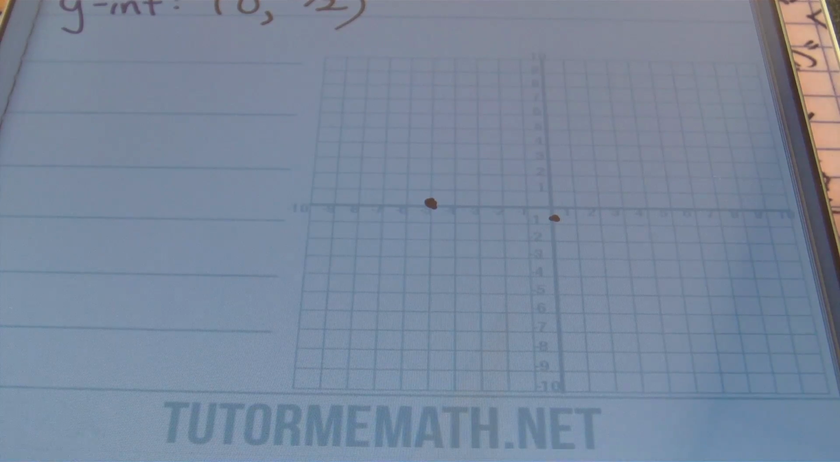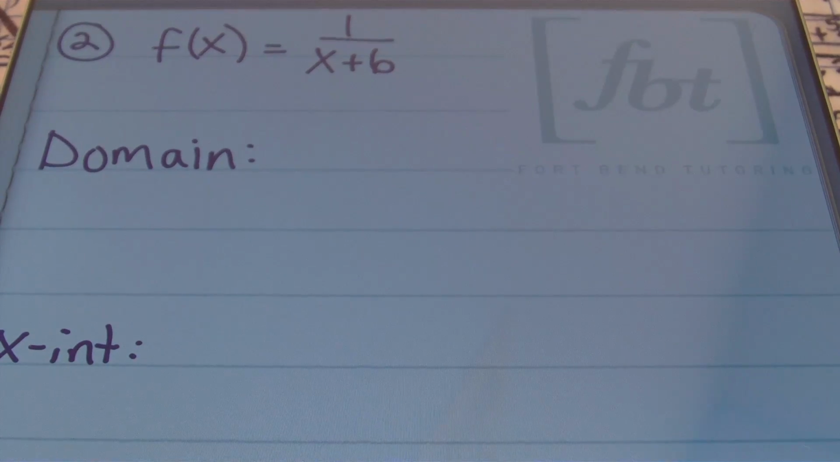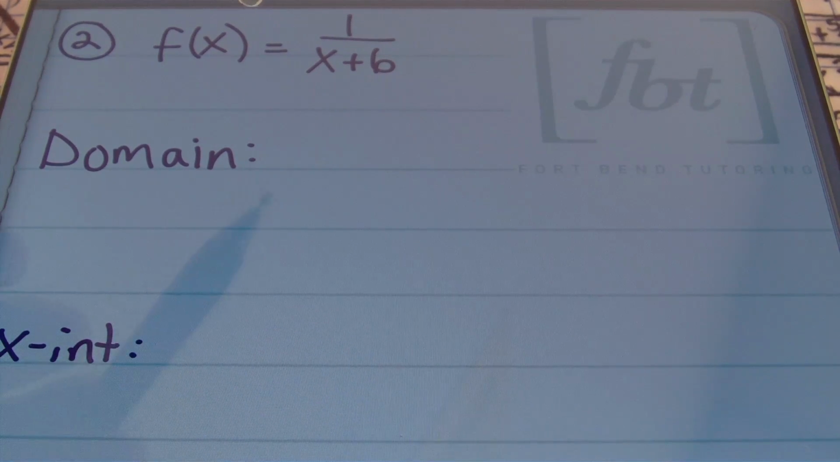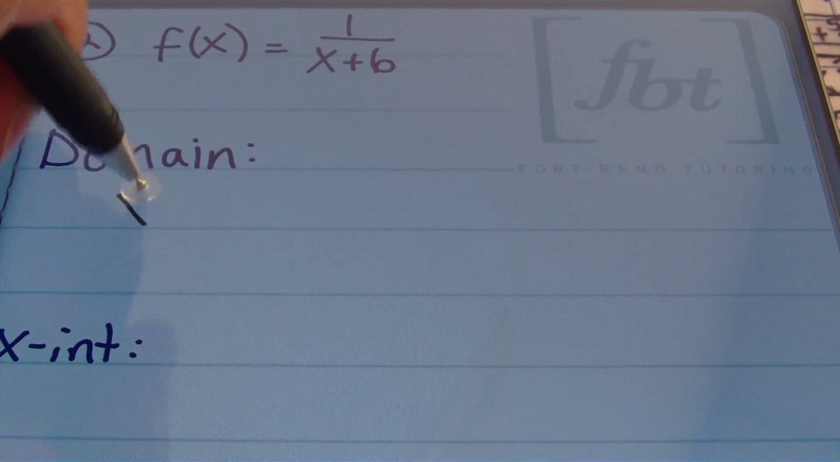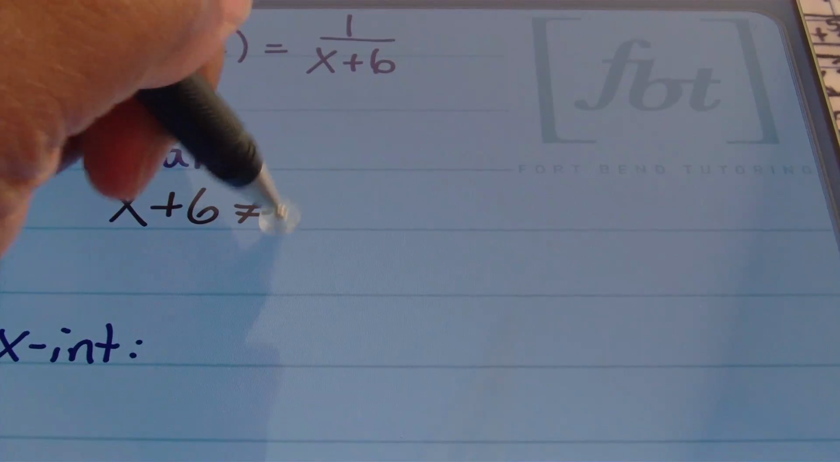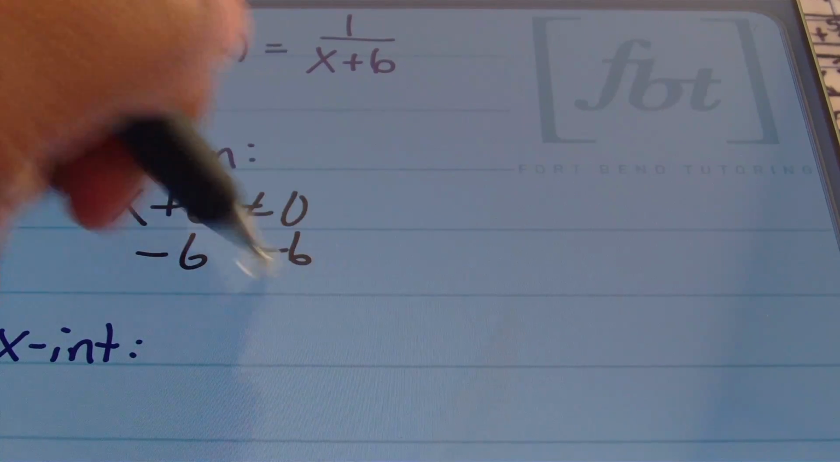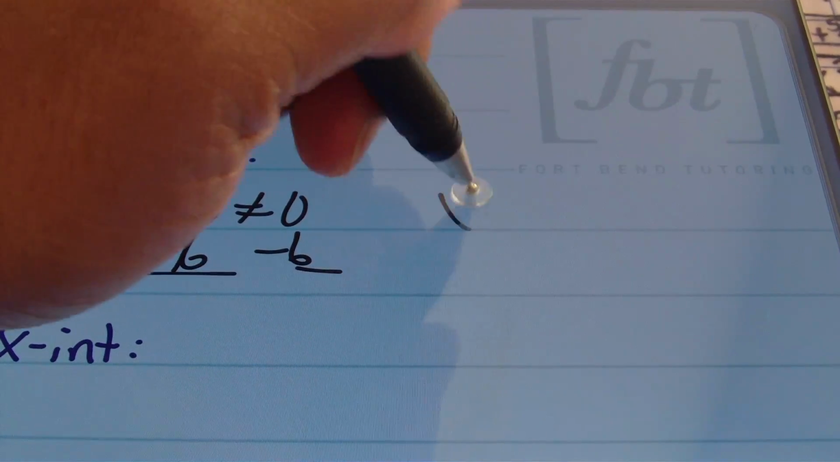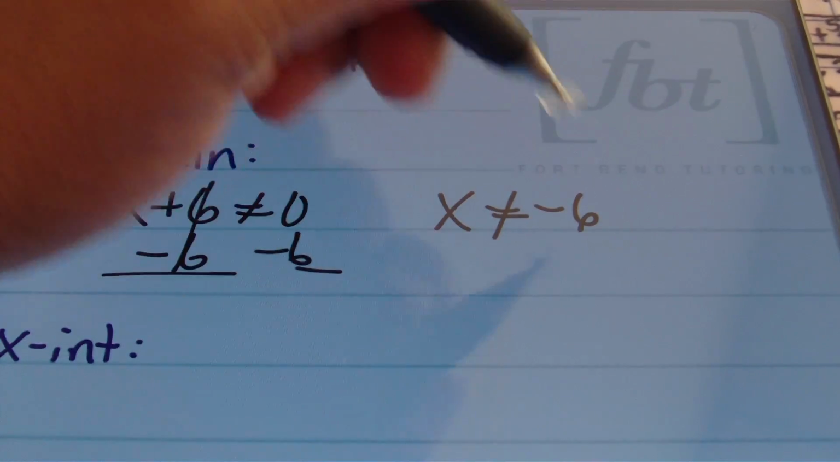Let's move on to our next problem. We're here on problem number 2. We have f of x equals 1 divided by x plus 6. So we're going to find our domain now. We want to be aware of the domain for extraneous solutions of the x-intercept. We don't want to falsely say that we have an x-intercept when there really isn't one there. So I'll be setting the denominator not equal to 0 and solving for x, and we find that x cannot equal negative 6.